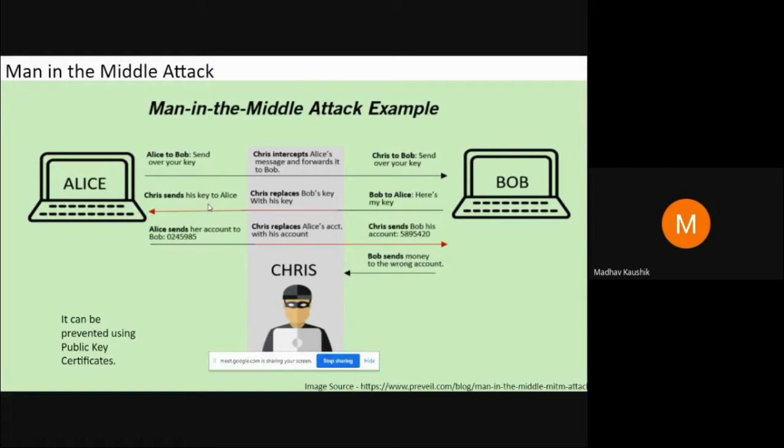So what are public key certificates? They're basically the proof of ownership of a public key. We can basically establish that this public key belongs to Alice, and this public key belongs to Bob. So any intrusion can be detected and this attack can be prevented.